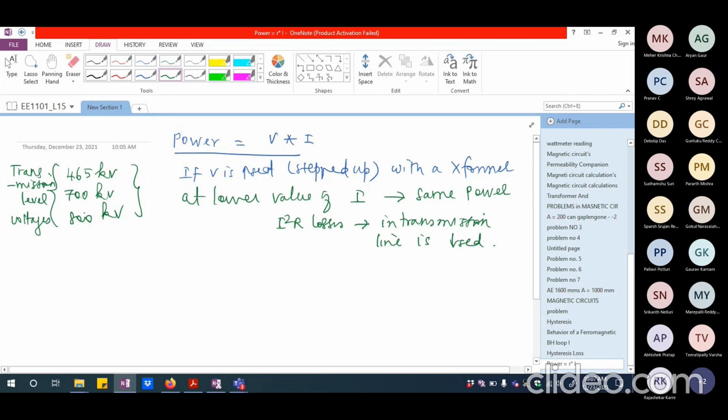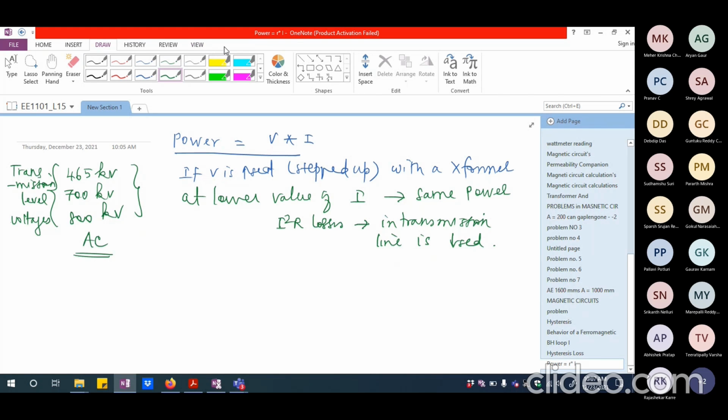Because we do this stepping up action with the help of a transformer, it always has to be AC, not DC. That is the reason why we always use AC transmission and not DC transmission.